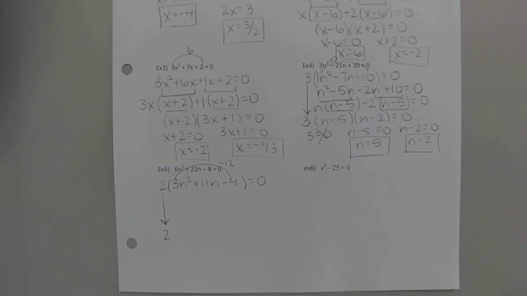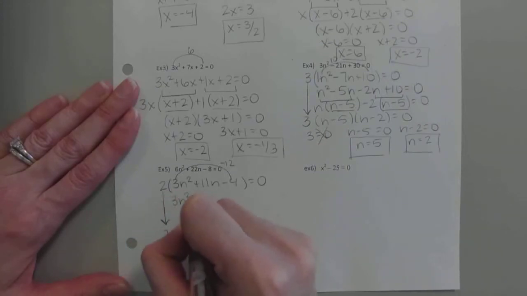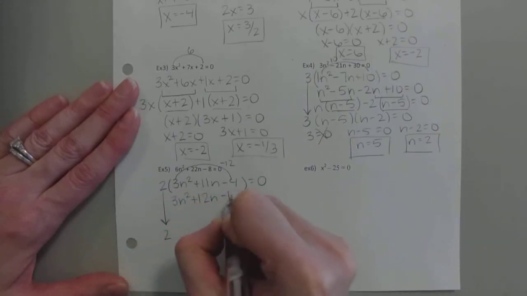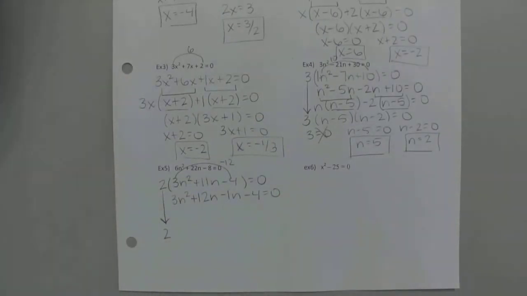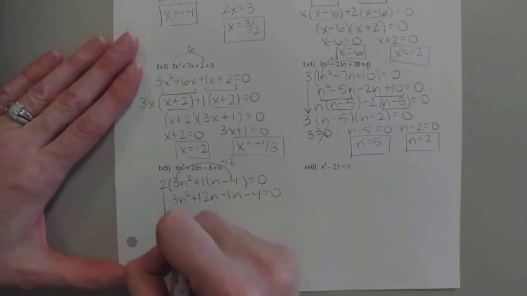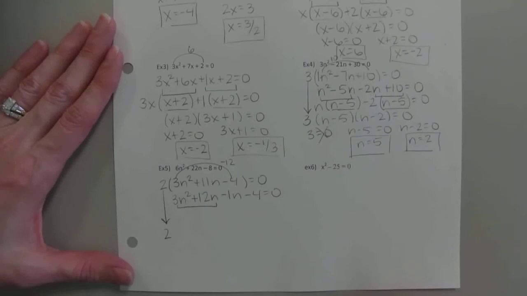So what are factors of -12 that add up to 11? 12 and 1. And which one's positive, which one's negative if we need a positive 11? The 12 is positive, right? The bigger factor will wear the sign of the middle term. So we'll just write this as 3n squared plus 12n minus 1n minus 4 equals 0. And again, do you have to put the minus 1 in? No, but I want you to see those factors. 12 minus 1 is that 11 that we care about. 12 times negative 1 is that AC of negative 12.